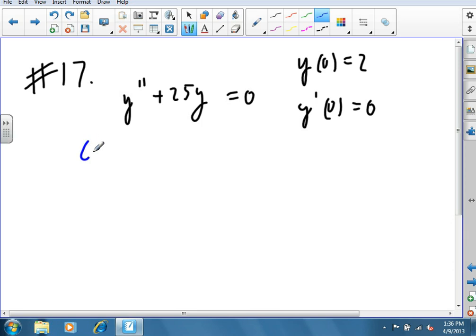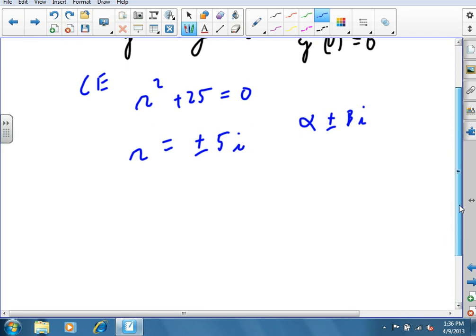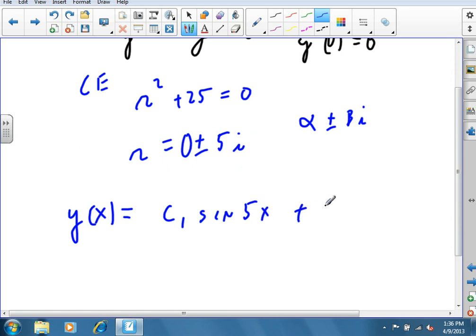Okay, so I got a characteristic equation. R squared plus 25 is equal to 0. R is equal to plus or minus 5i. That goes over there, becomes a negative number on the other side. I take the square root of it, get plus or minus 5i because it's negative. Okay, so I'm in the form alpha plus or minus beta i, and there's no alpha. Alpha is 0, so there's a 0 sitting out there. So anyway, y of x is going to be c1 sine 5x plus c2 cosine 5x.